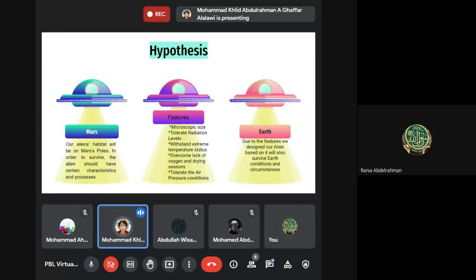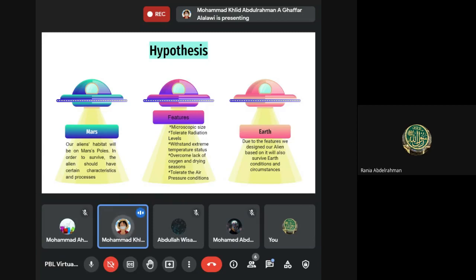Before continuing our research, we conducted deep research about our alien, and we formed this hypothesis. The first thing, which was about Mars: we chose the alien's habitat, which was on Mars's poles. In order for it to survive, the alien should have certain characteristics and processes, which we will explain later in this PowerPoint. So some features of our alien will be microscopic size.